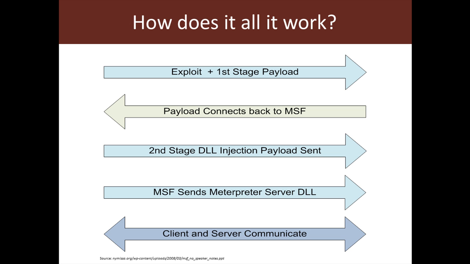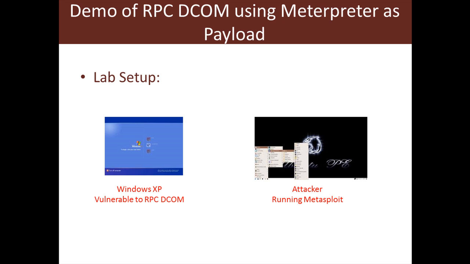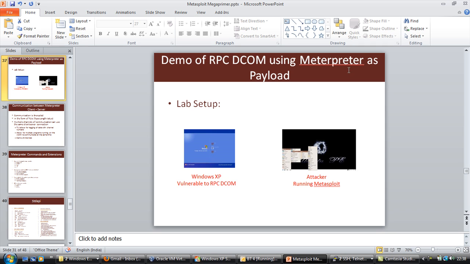Now, once the DLL starts running in memory, both the client and server, which is the attacker and the victim side, communicate. From there on, depending on what is required, other extensions can be loaded as DLLs, and many other things are possible. Okay, so I guess a lot of theory, and without further ado, let's go ahead and look at an actual demonstration of using Meterpreter.